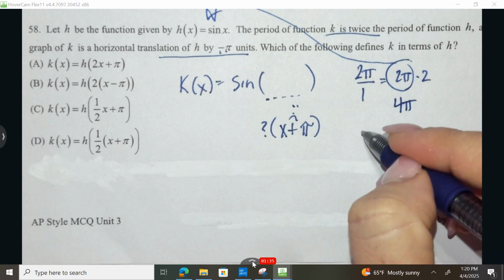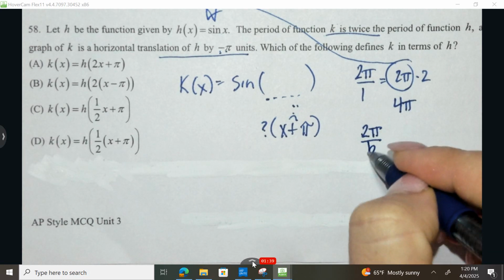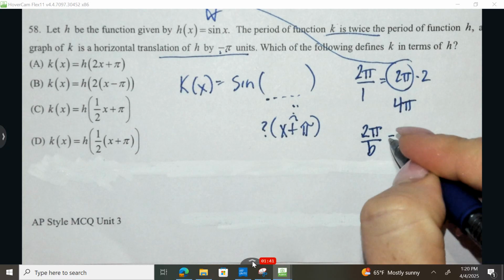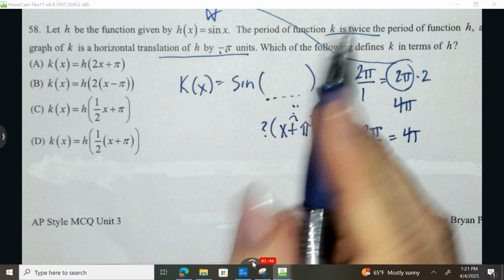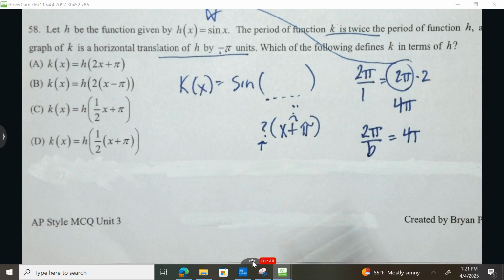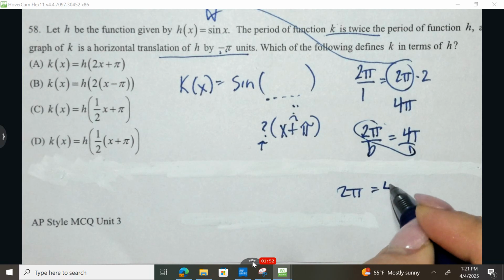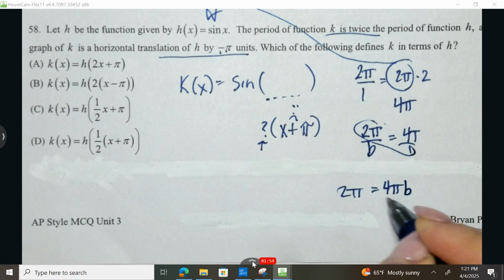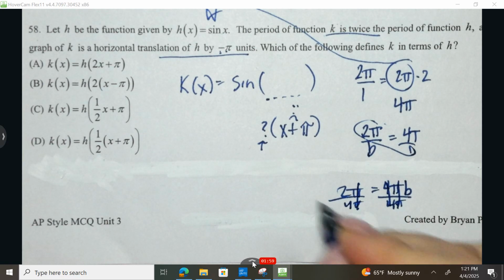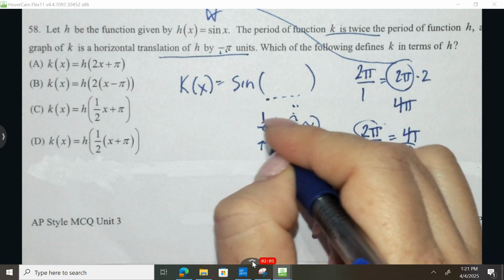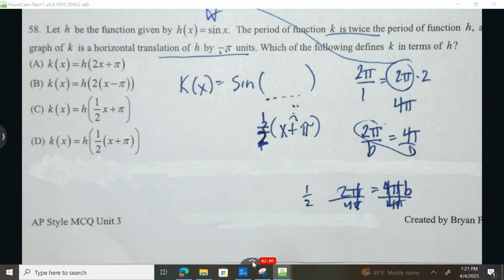So what I'm going to do is I'm going to say, okay, 2 pi divided by whatever this b value is that needs to go in front needs to equal 4 pi for this new function. So this b value is the value that goes right here. I'm going to cross multiply. I get 2 pi equals 4 pi b. I divide by 4 pi, I divide by 4 pi, and you can see when this simplifies, I end up with 1/2. This is what I want. I want 1/2 times the quantity x plus pi.